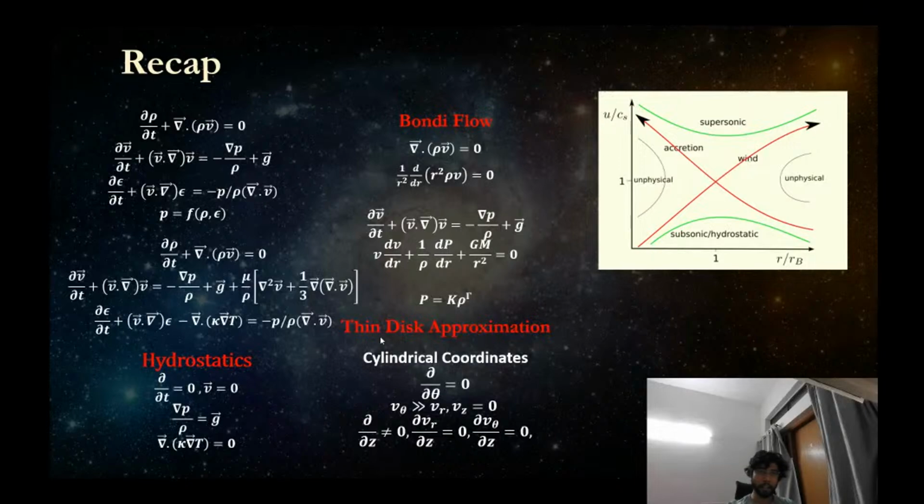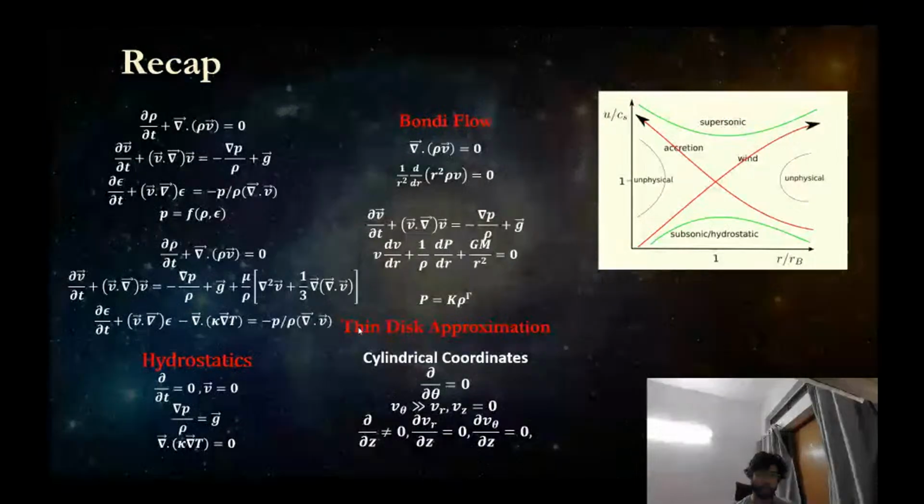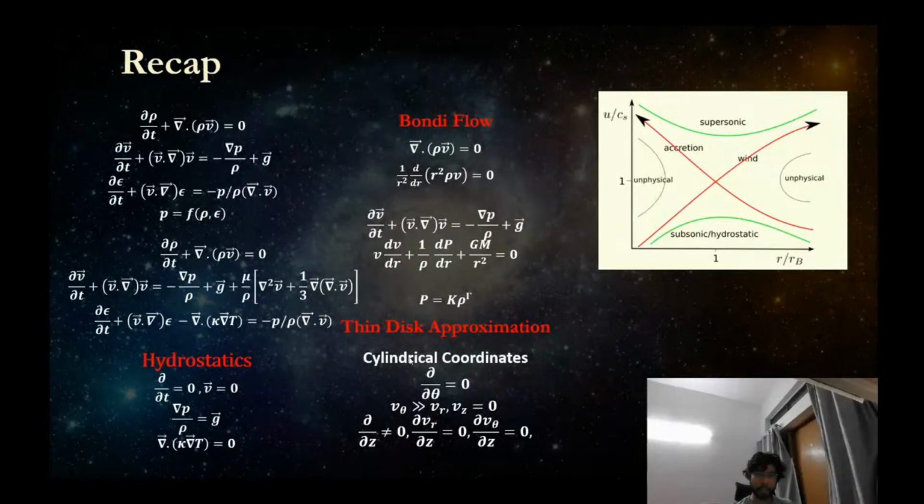So yeah, then we moved on to the thin disk approximation. So what if the matter falls in the form of a disk, in a spiral path? So choose cylindrical coordinates r, theta, and z. There are some assumptions which we will take, and then we will apply these assumptions onto the fluid equations, and then we'll solve these fluid equations using these assumptions, and see what kind of solution we get.